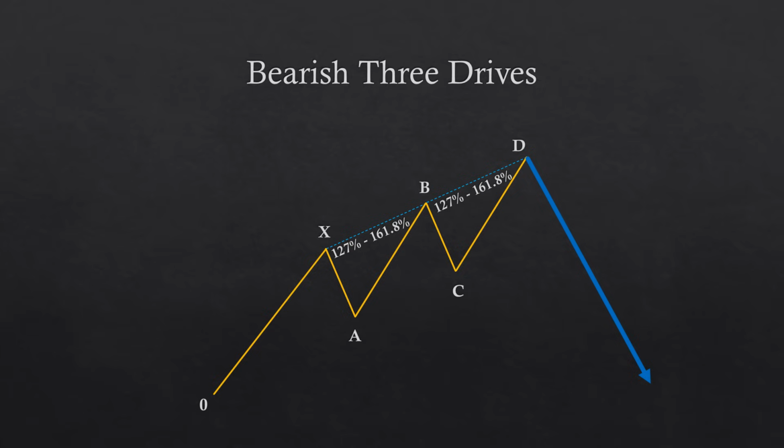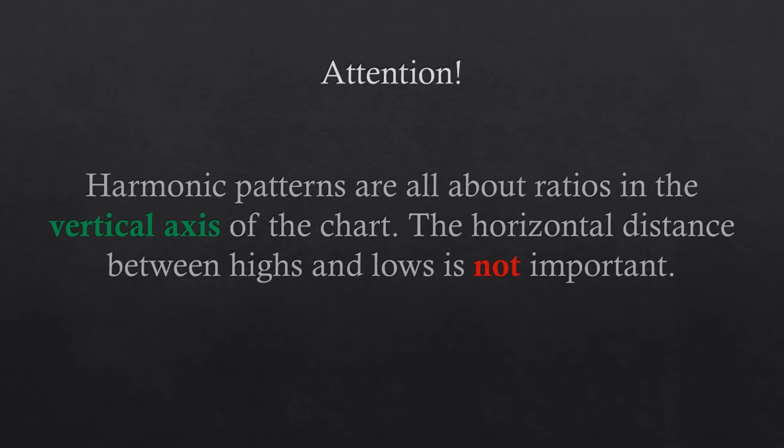This concludes the exposition of the harmonic patterns. Now we need to become aware of a few peculiarities of these patterns. One thing that is noteworthy is the fact that harmonic patterns are about ratios in the vertical axis of the price chart only. The time duration of each price leg is irrelevant for the pattern formation. That can sometimes distort the shape of these patterns in real charts.